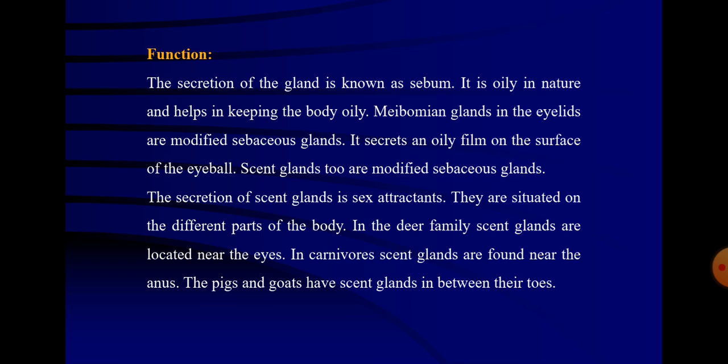So these are also modifications of sebaceous glands. They are situated on the different parts of the body. In the deer family, scent glands are located near the eyes. In carnivores, scent glands are found near the anus. The pigs and goats have scent glands in between their toes. So the role of scent glands is also different and the locations are also different according to the purpose.